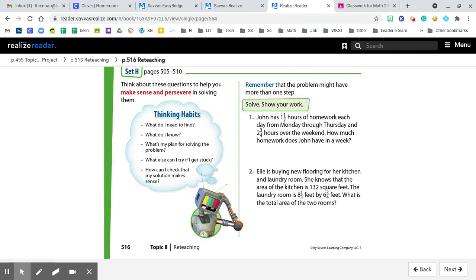John has 1.5 hours of homework each day from Monday through Thursday, and 2 3/4 hours over the weekend. How much homework does he have in a week? So you can write out an equation. He has 1.5 hours for 4 days, Monday through Thursday, and he has 2 3/4 hours over the weekend. So altogether, he would have 6 plus 2 3/4 is 8 3/4.